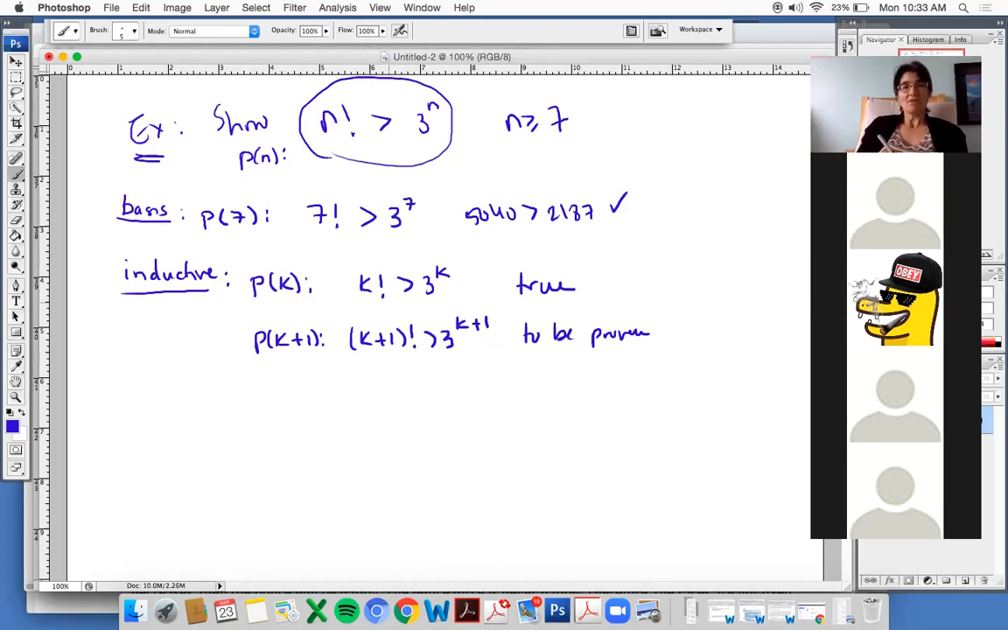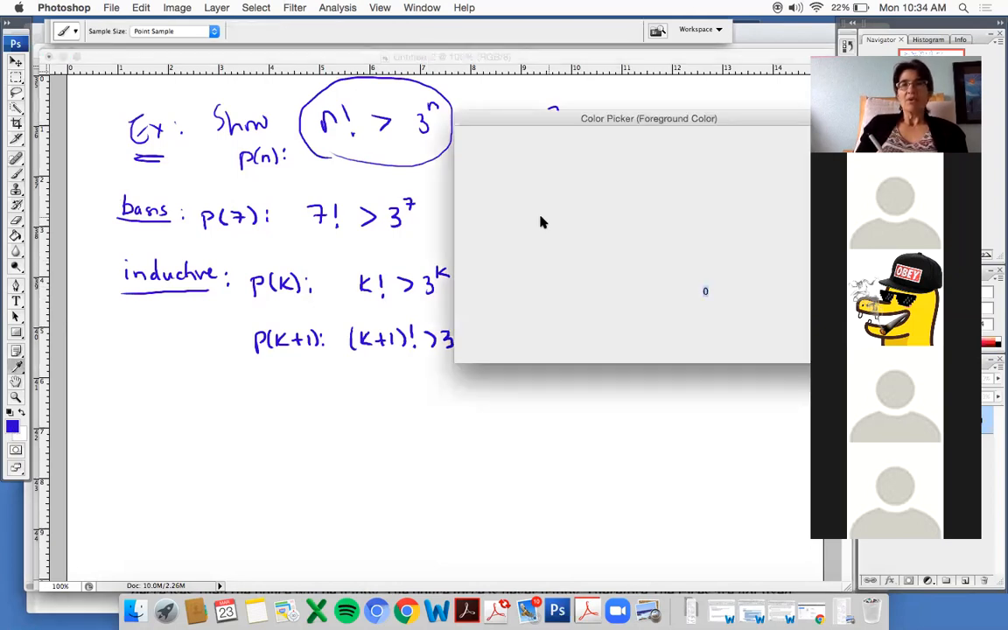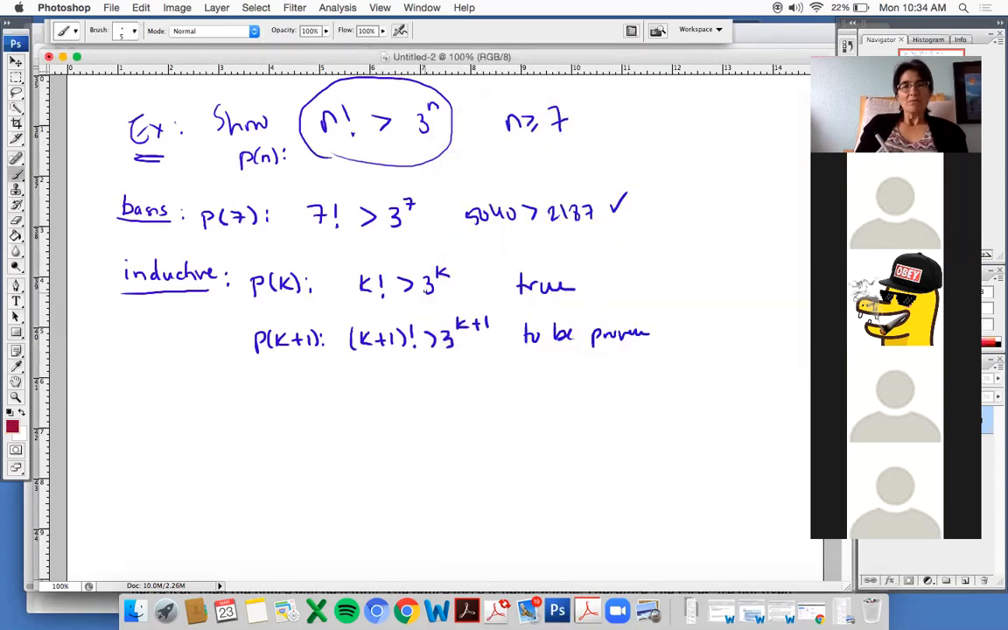So I don't know if this is true. We want to take this statement as true and transform it into this one to show that it's true. Okay, so let's see. With inequalities, you basically want to multiply both sides by the same thing or add the same thing to both sides in order to transform one side into another. There's probably a couple of ways to do it, but one way I can see is to multiply both sides by 3, because if I multiply by 3, this is going to turn into 3 to the k plus 1, okay? So this is 3 times k factorial is bigger than 3 to the k plus 1.